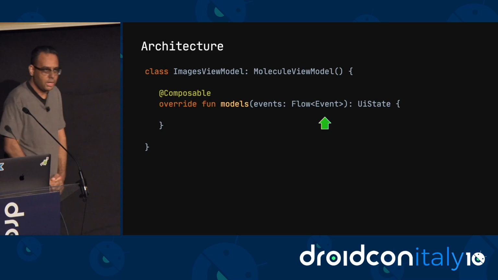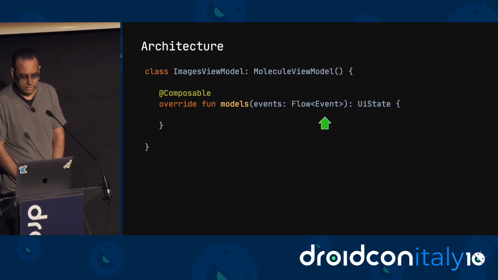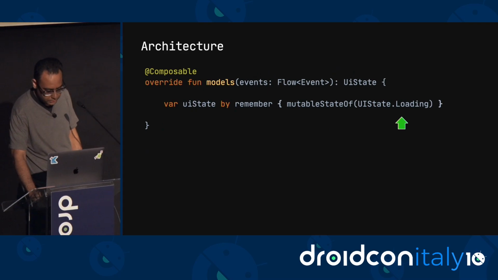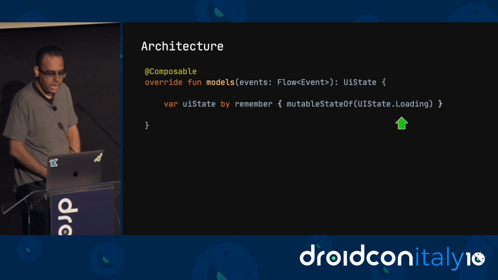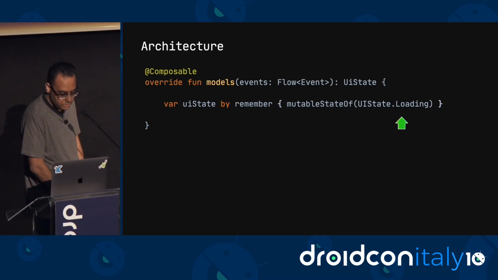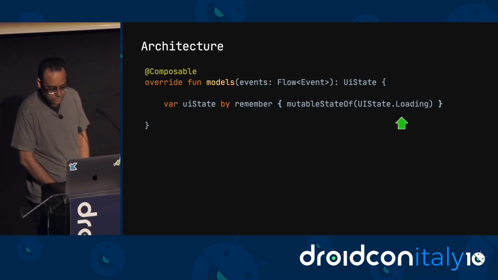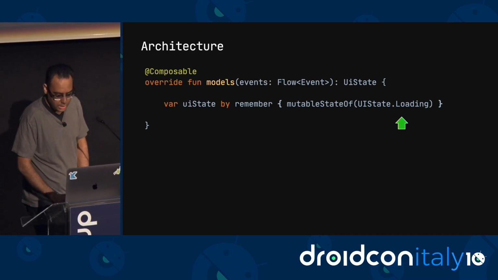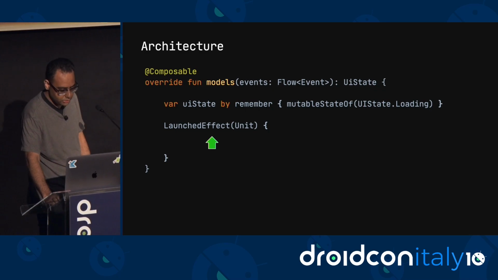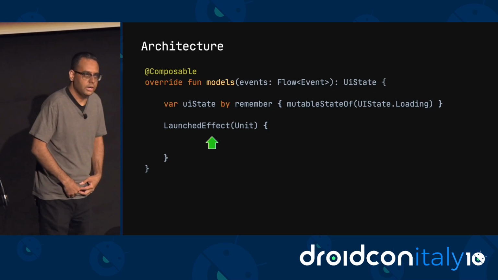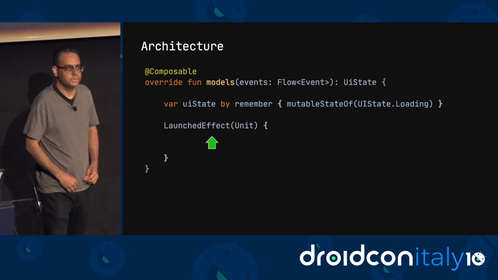And you override the models method right there, and you take in a flow of events, which are UI events, and you basically put in the logic that you want. So I have here something called remember, which is what Compose understands, which is how you set up state. So loading is my default state. And basically what I'm going to do here is a launch effect, and there is where I could make network calls.